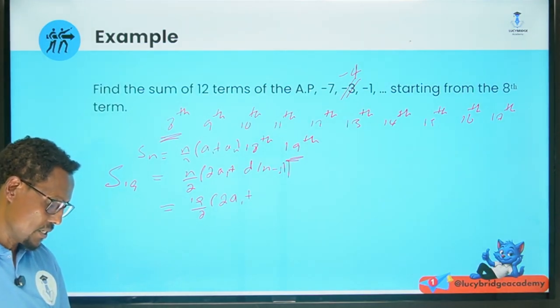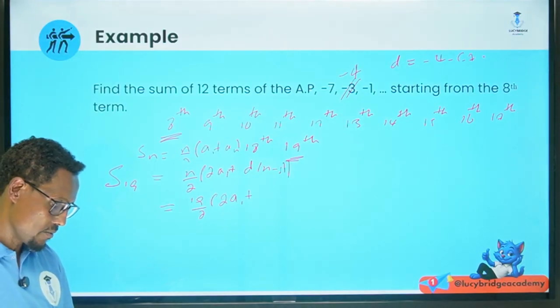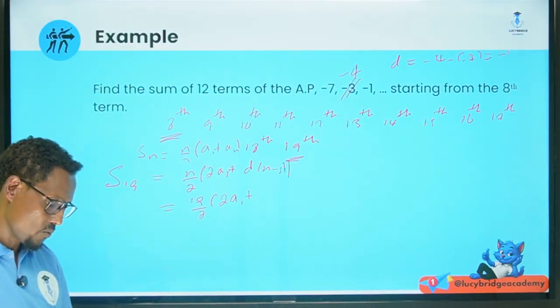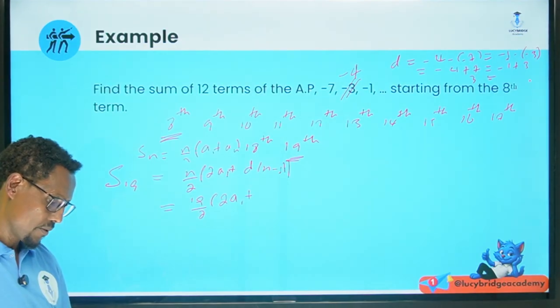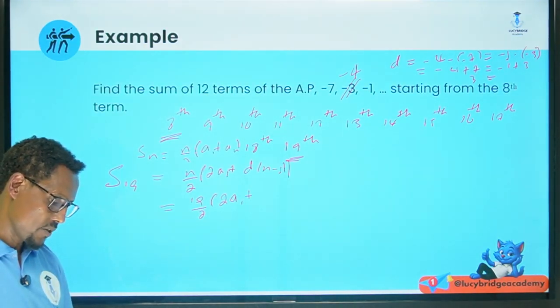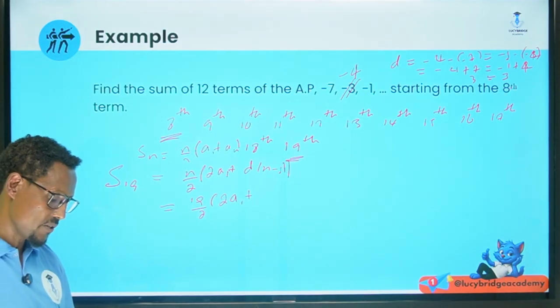d is negative 4 minus negative 7, which is -4 plus 7, which is 3. So d, the common difference, is 3.